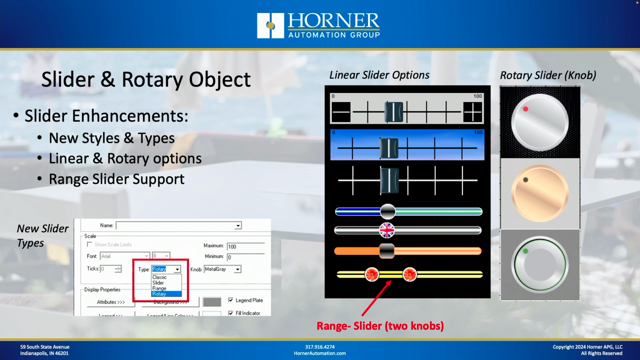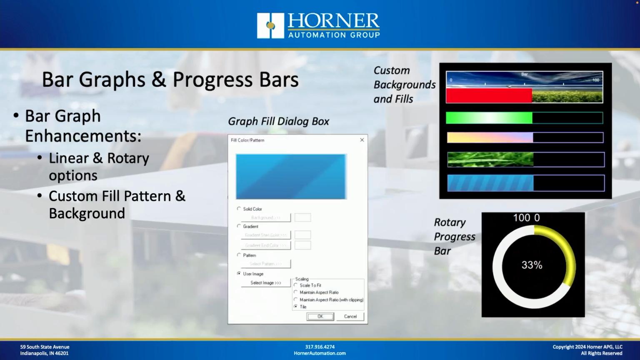Now also a new type of linear slider that's available is called a range slider, where you actually have two knobs where you can control the range of a variable. You've got a lower level and an upper level, and by manipulating those two separate knobs, you can specify a range, or the operator can specify a range. So quite a few changes with the slider and the rotary object.